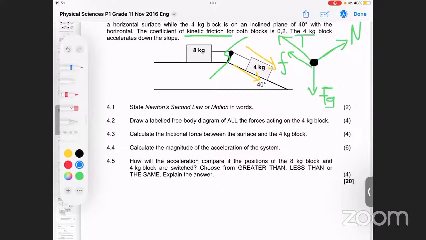So basically, if they didn't give us the force applied, there's still a force that opposes the object, because even though you don't apply force onto the object, there's still opposition to its movement.